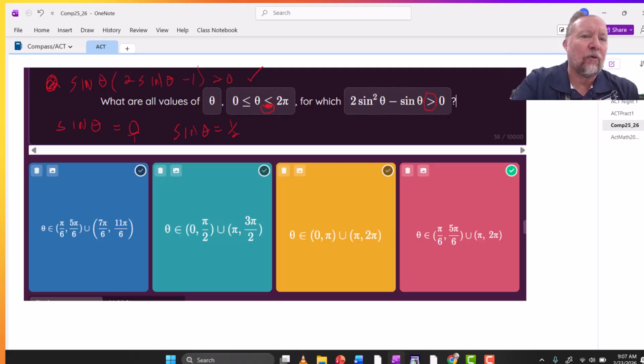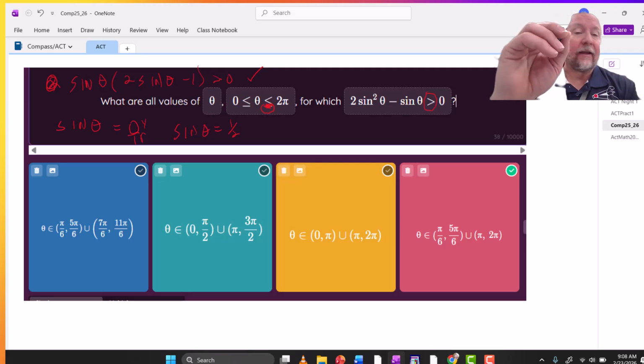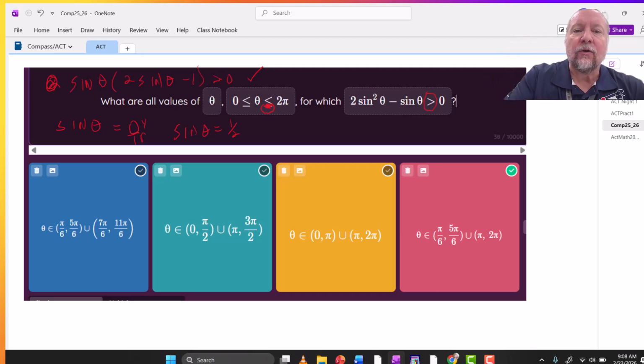Where do you get 0 over 1? Where do you get 0 for y and r equal to 1? Well, you actually get it at 0 or 2 pi. Then same thing with pi as well. So on my number line, I'm probably going to mark 0 and 2 pi, because it says including 2 pi, and pi.